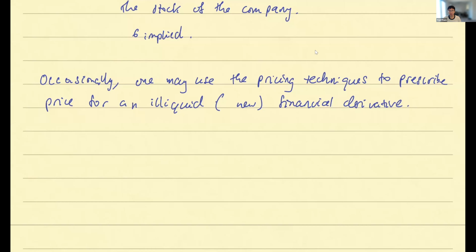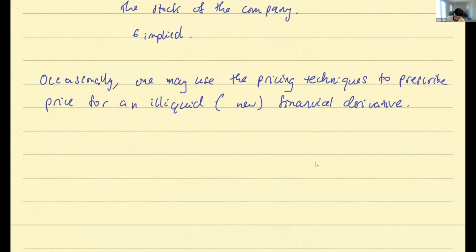Cool. Any question? So I hope the above covers basically the why of the pricing, okay? So mostly the why should be about uncovering implied information about a stock, rather than telling the price for an option.